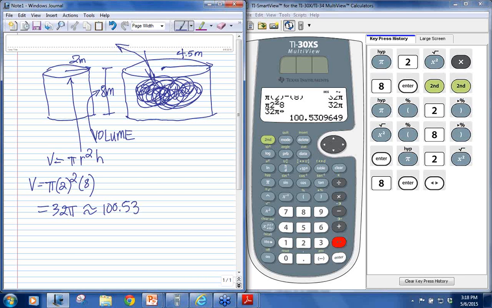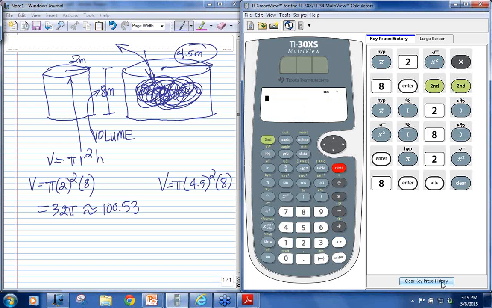Okay, so let's now go to our second hole. We have 4.5 meters in radius over here. So we're going to use the same formula, V. The volume for this one is pi times the radius of 4.5 squared times the height of 8. Okay, so let's do that with our calculator. I'm going to clear the screen of my calculator, and I'm also going to clear the history.